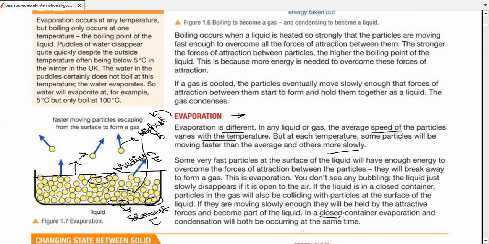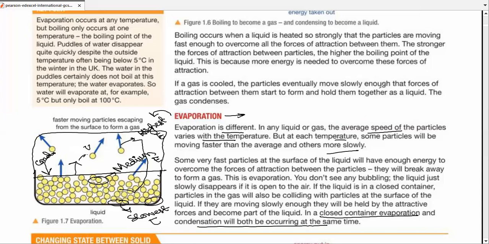And remember, if we have a closed container, this line is pretty important. The evaporation and condensation can both occur at the same time. By that, they mean, let's consider a closed container. If a few particles are going out, a particle may move back into the liquid surface, which means it's condensing. A particle moving out is evaporation. And a particle moving back is actually condensation.